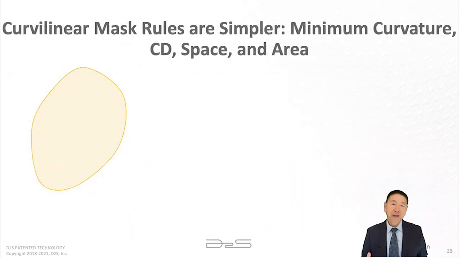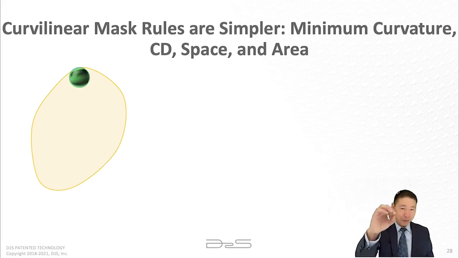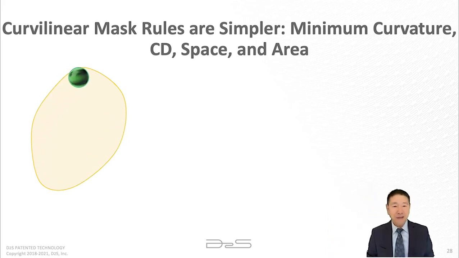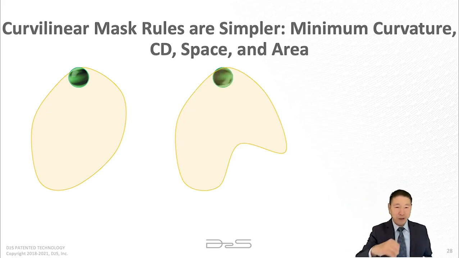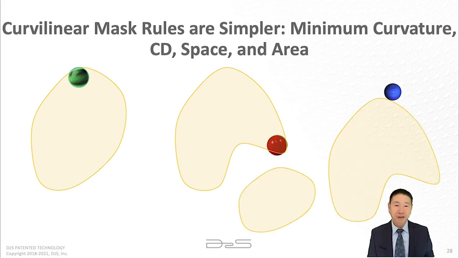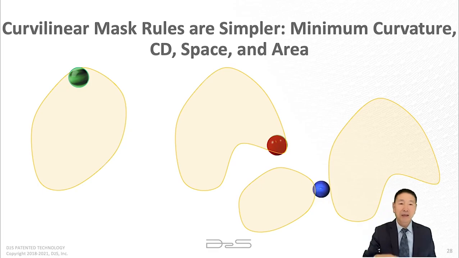And it turned out the mask rules in curvilinear space are actually simpler than in Manhattan space. For example, you have a minimum curvature; you can imagine there is a ball you can roll around. If you can smoothly roll it around, then the pattern satisfies the minimum curvature rules. But if it gets stuck there, that means there's a minimum curvature violation. And you can do this outside as well, so you can use this to check the minimum space rules.